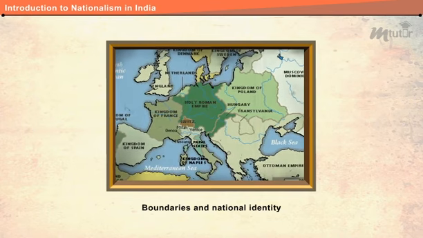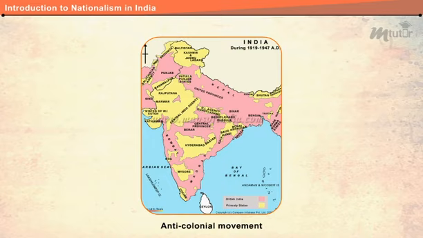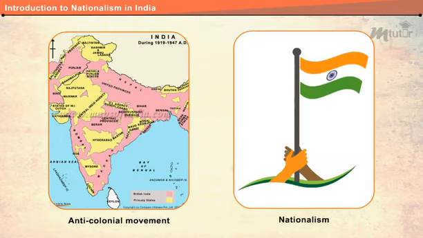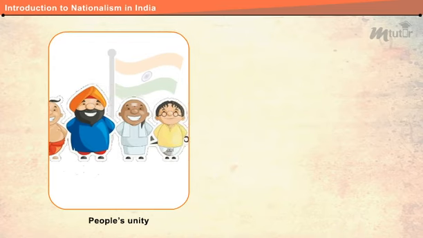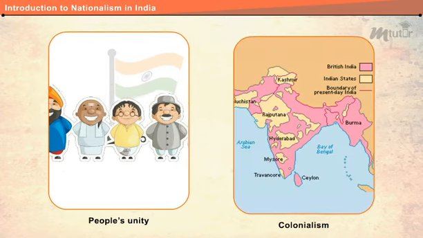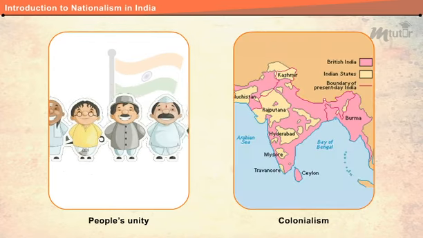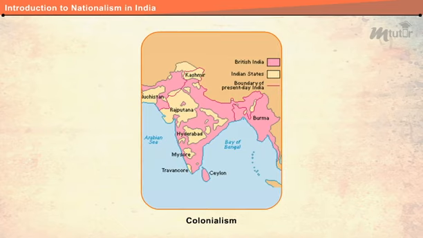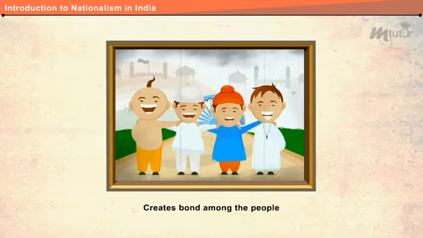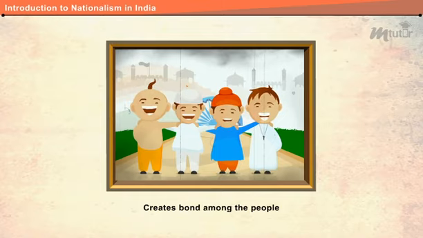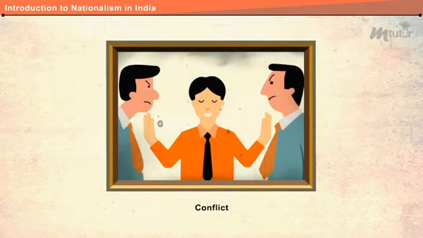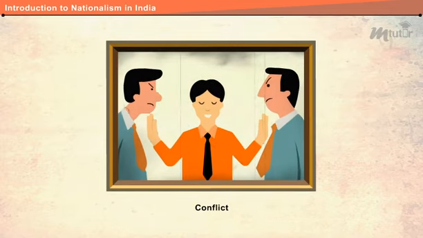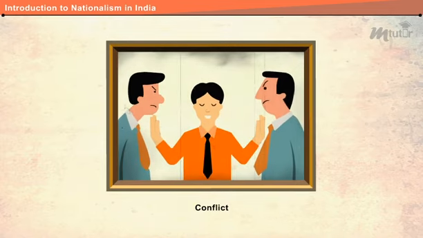In India, the thought of national identity came in when the anti-colonial movement and nationalism were interconnected. People started finding their unity when they started struggling with colonialism. Colonialism also made people oppressed, which created a bond among the people. But each class and group felt the effects of colonialism in a different way. Mahatma Gandhi tried to create a single movement, which was not possible without a conflict.